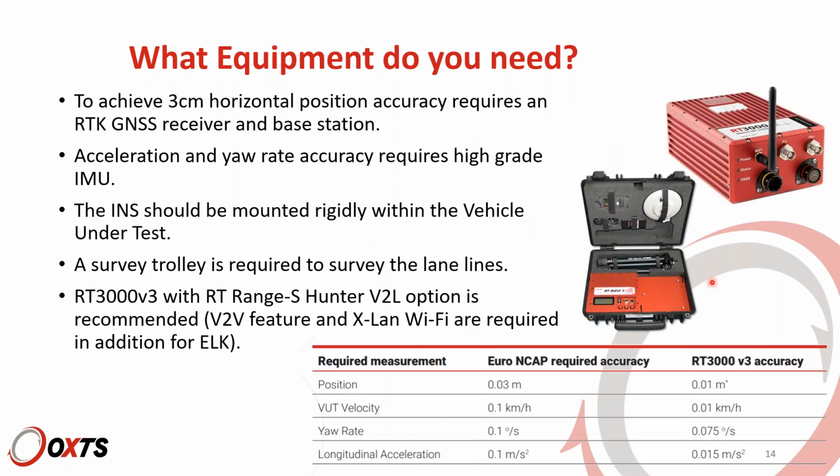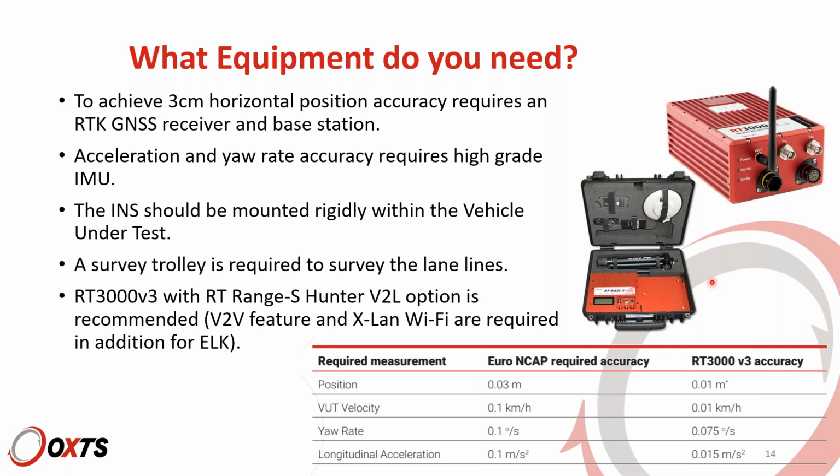So in terms of what we would recommend from our point of view, what would we suggest? The requirement of a 3 centimeter horizontal positional accuracy essentially necessitates an RTK receiver and a base station, because there is no way of getting centimeter level accuracy without those two things.